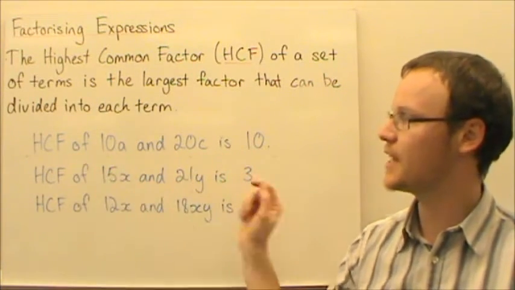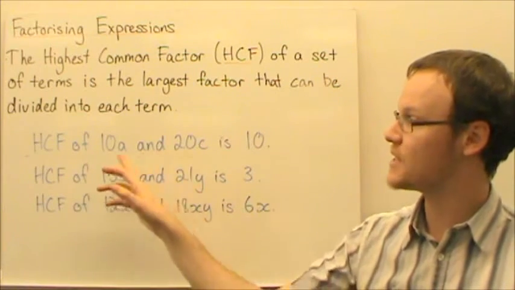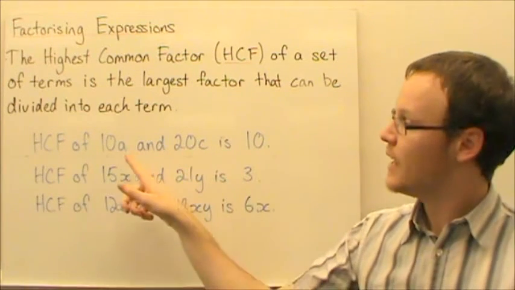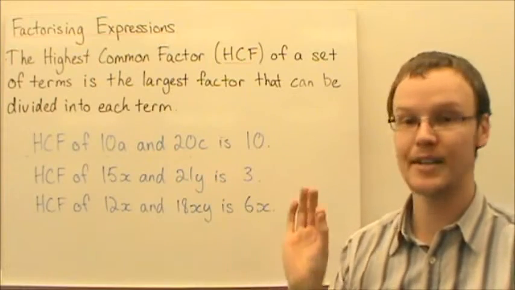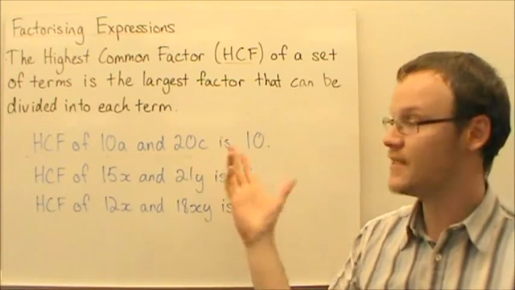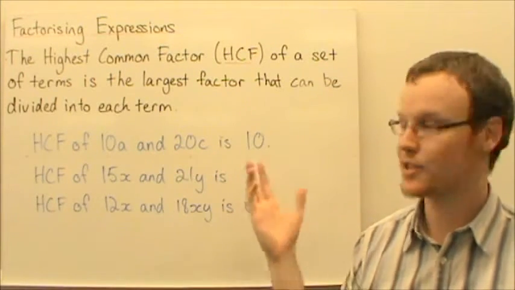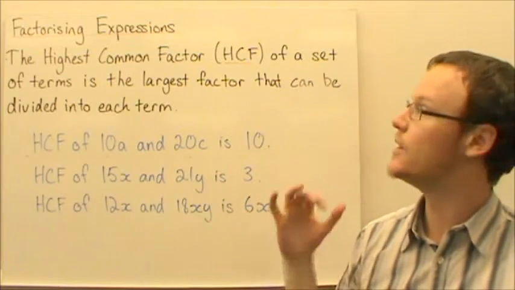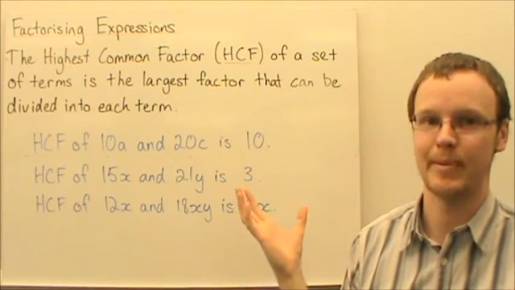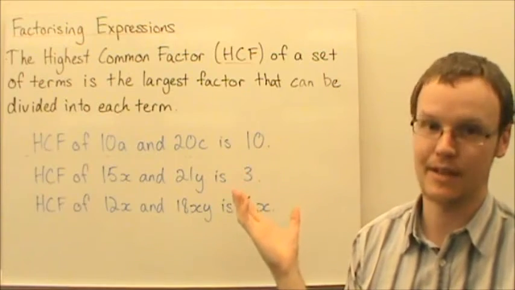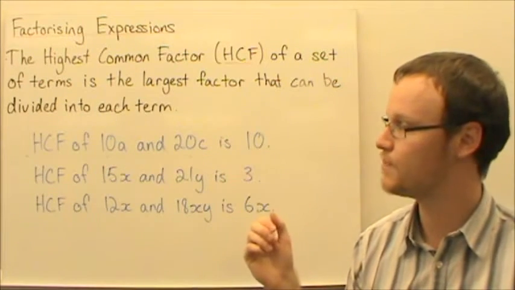So the HCF of 10A and 20C: both of these numbers can be divided by 10. A and C are different variables, so A and C aren't common to both of them. So they cannot be part of a highest common factor. Neither of those is a factor of both of them.